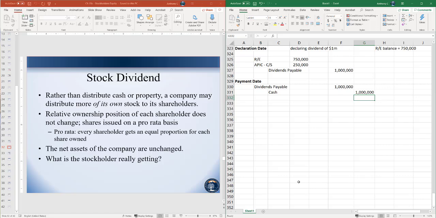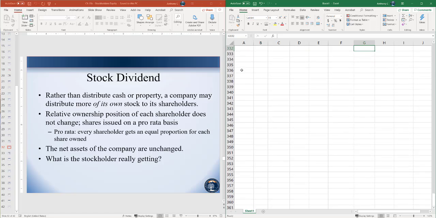The next dividend we'll cover is a stock dividend. So before we talk about stock dividends, just in general, dividends are distributed on a pro rata basis. Right? In other words, the dividends you share is proportional to the amount of the stock you own. So if you own 25% of the stock, you get 25% of the dividends.